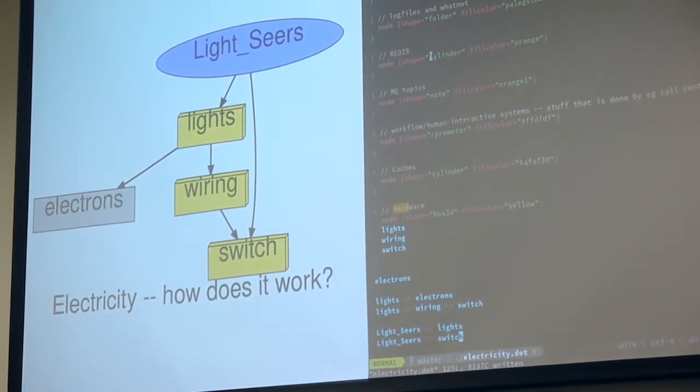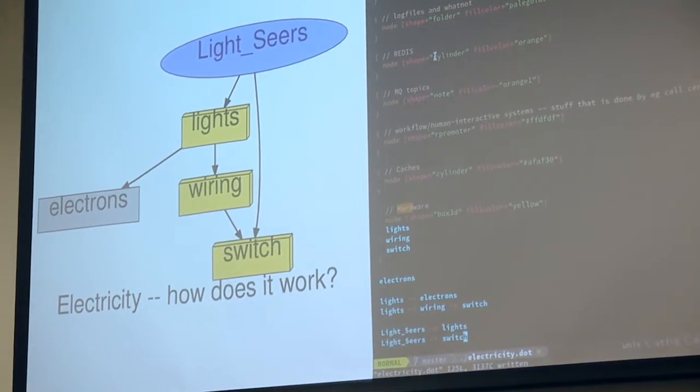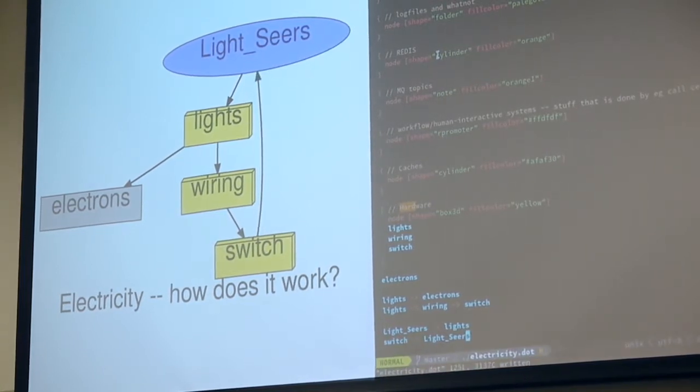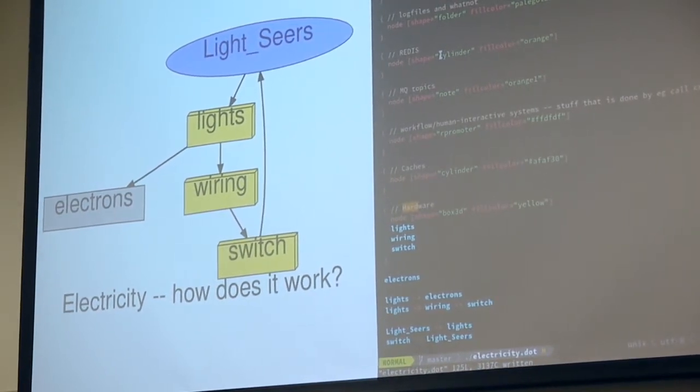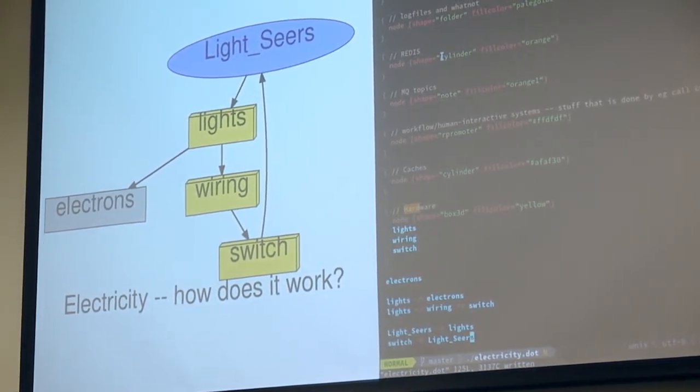Does the switch depend on the lights? Would the switch work if the lights weren't there? No, they won't work unless someone presses the switch. Oh, right, that the switch depends on the user. Yeah, I like that. Good point. Oops. The switch depends on the light seers to work. All right, so now, I don't know if you can see, that arrow has gone back the other way. So the switch depends on the light seers to work.